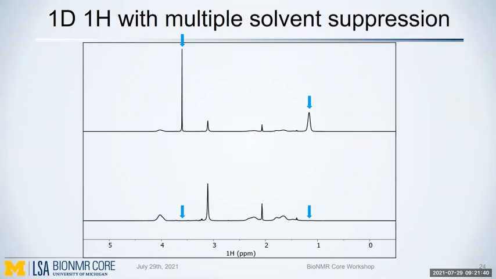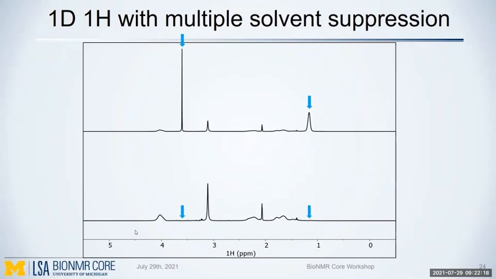And there are other solvent suppression experiments available too. The example given here is for multiple solvent suppression. So if you have 2 or 3 solvents you want to suppress, we can also run those experiments. In this example, the top experiment is one without any solvent suppression. I see 2 huge peaks, and I want to suppress them. So I can run a multiple solvent suppression experiment, and it will selectively suppress these 2 solvent peaks, which are marked by the arrows.